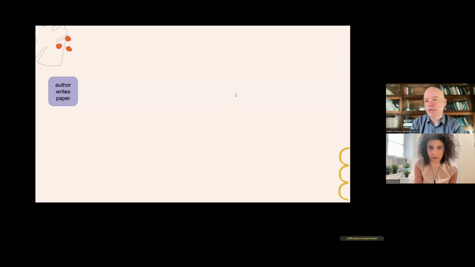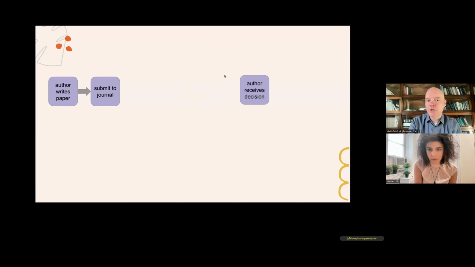So let's talk about the process. And there's probably parts of it that you're really familiar with from the perspective of the author, which we'll show in purple here. So the author writes the paper. They submit that paper to a journal. And then at some point, the author receives a decision. You probably know about all of these parts of peer review.